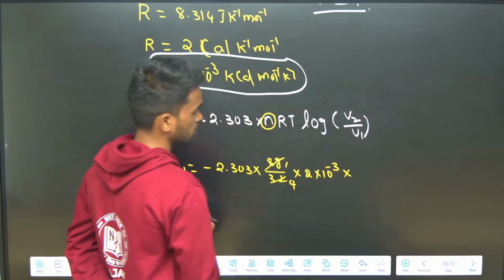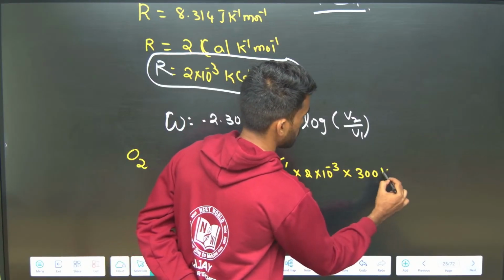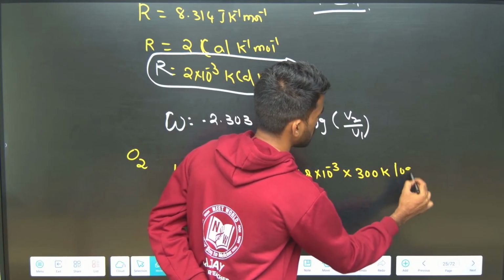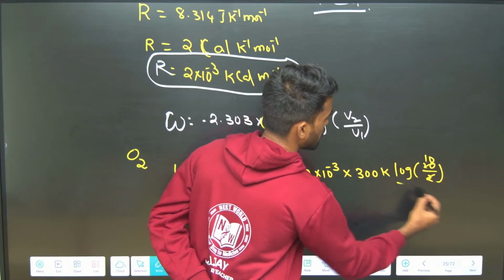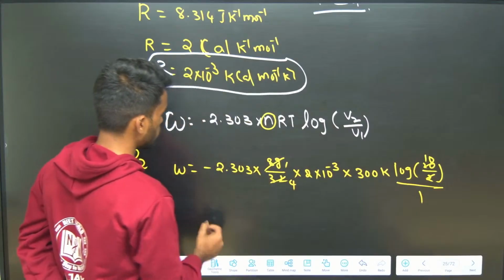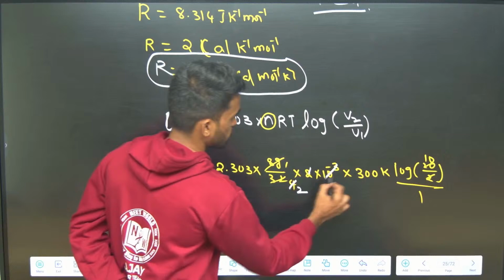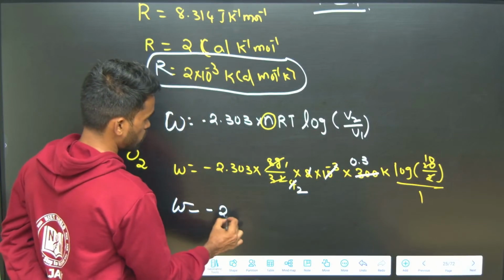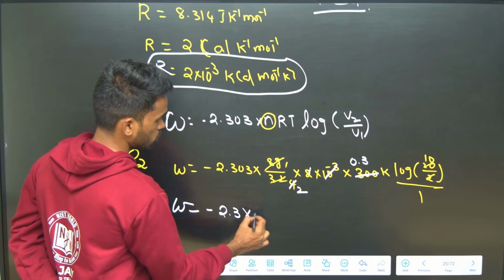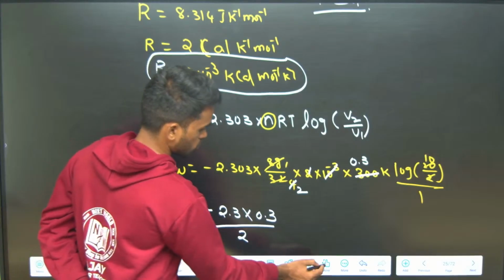And next, temperature is how much? 300 Kelvin. So log again 20 by 2, again 10, directly given like this. Okay, so now next, this will be 2. So this will be 0.3. Okay, so minus 2.3 into 0.3 by 2. That's it now.